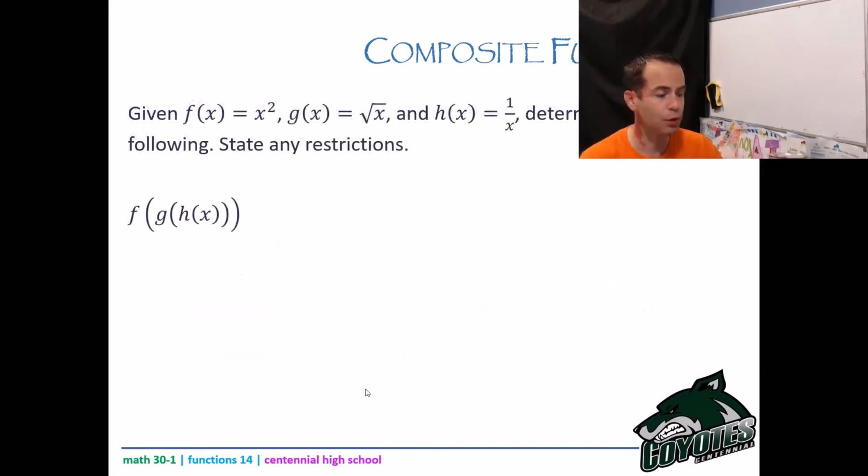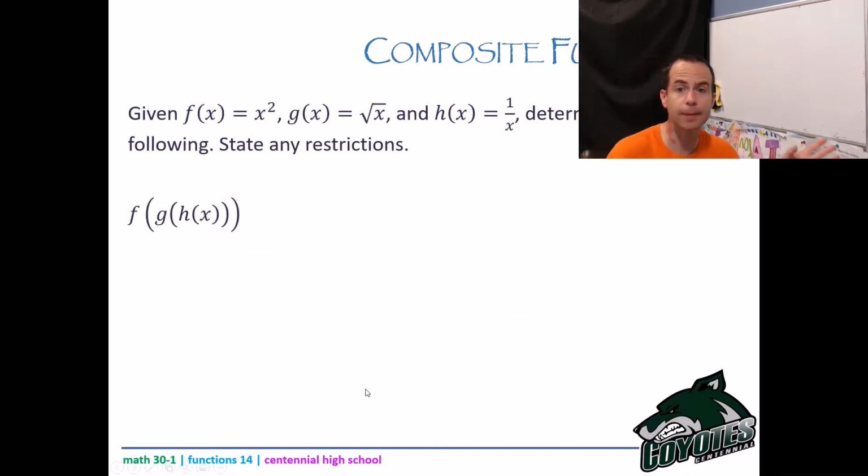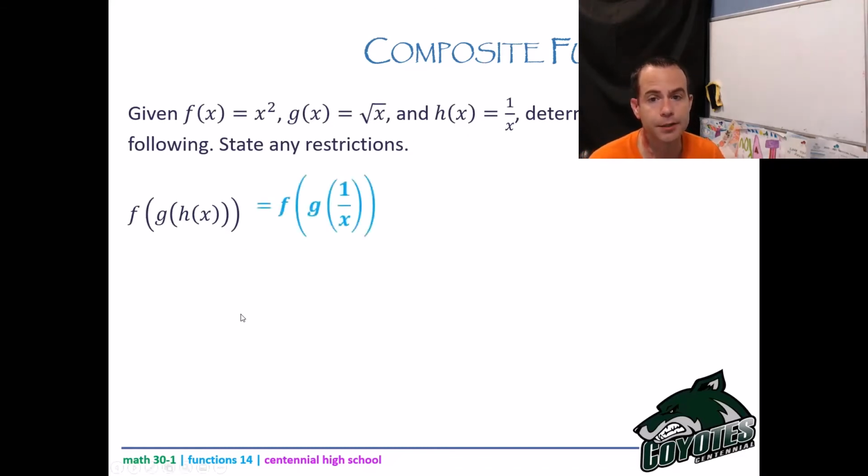Okay, so we're going to try it again. Now this looks scary because I'm dealing with 3 different functions now. But again, the same thing happens. I just go to the center and I claw my way out. So the very first thing I see here is h of x. I know that h of x is 1 over x. And so I replace my h of x with 1 over x. That's why it now says g of 1 over x, because I know that h of x is 1 over x. So I could just make that substitution.